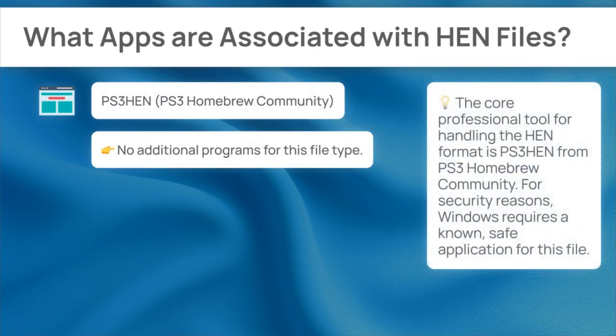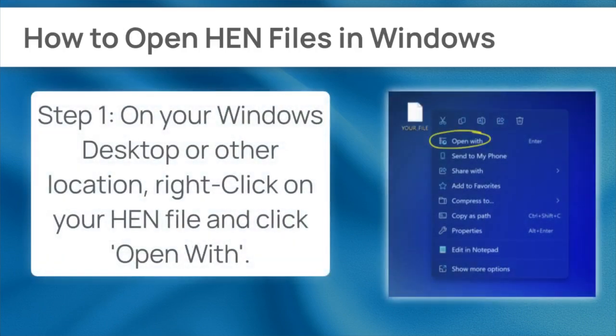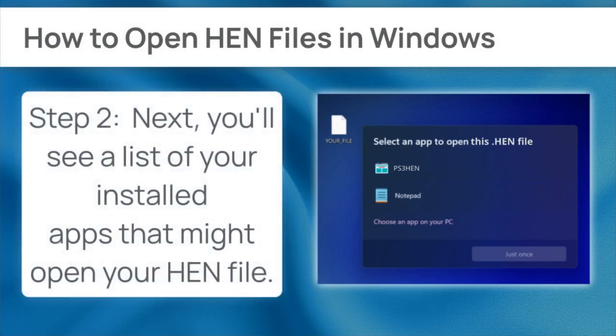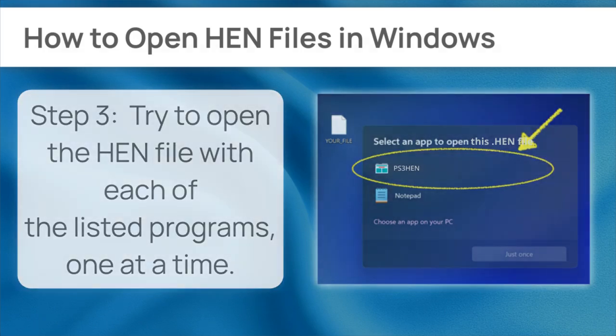For security reasons, Windows requires a known safe application for this file. Windows marks these files as important, so even viewing them requires elevated permissions. The solution begins by systematically testing the programs. Right-click the HEN file and choose Open With. Use PS3 HEN as your first choice. If it fails, select another program. Be methodical in your testing.